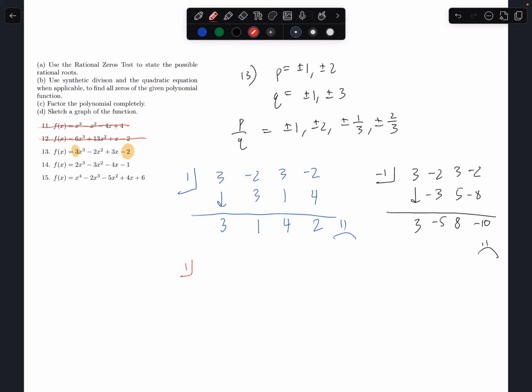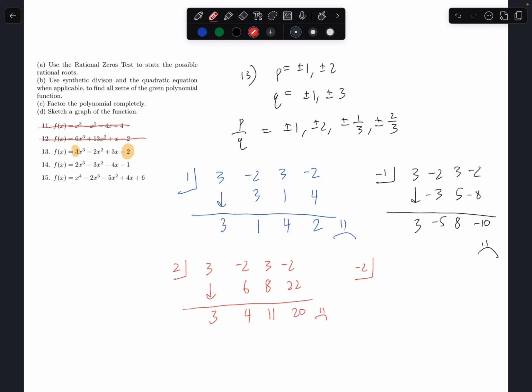Now let's check +2 and -2. 3, -2, 3, -2. Same deal, bring the 3 down. 3 times 2 is 6. 6 plus -2 is +4. 4 times 2 is 8. 8 plus 3 is 11. 11 times 2 is 22. And that's going to be 20, so it's not 0.